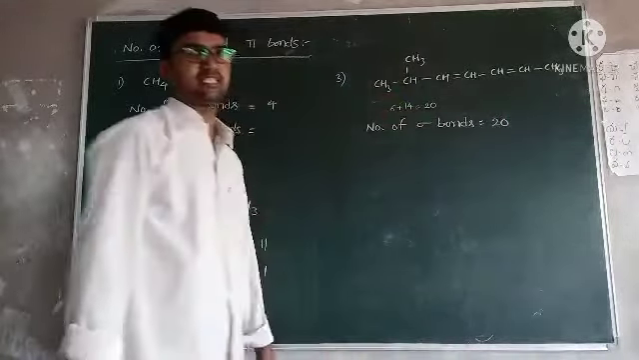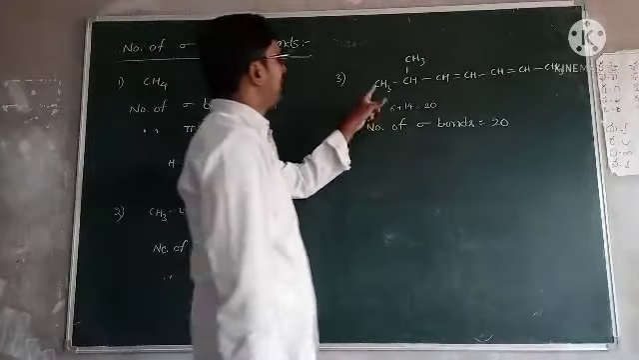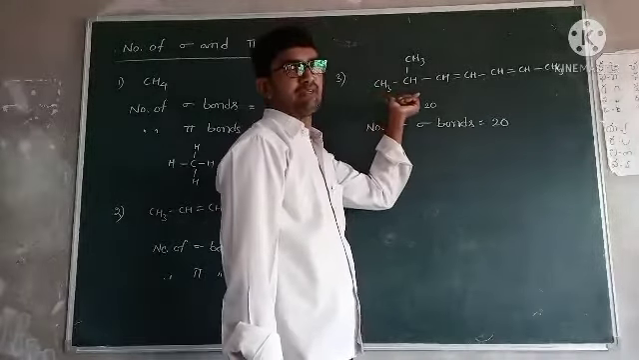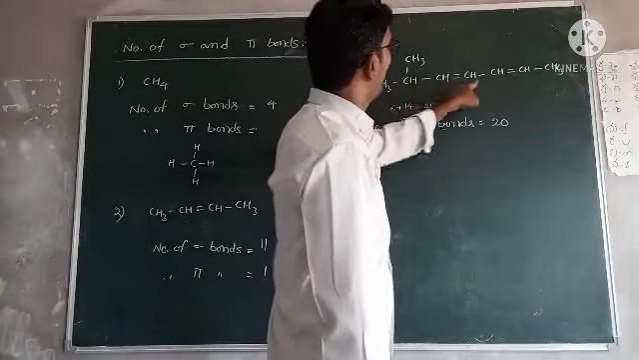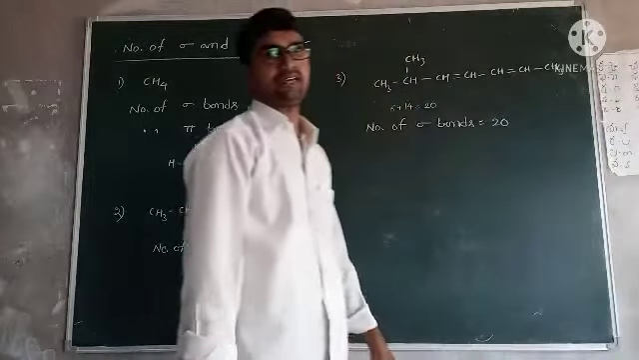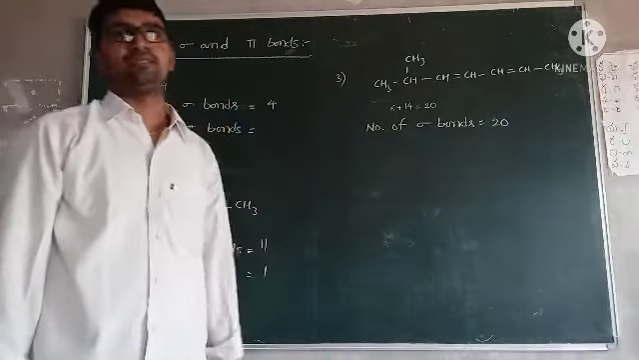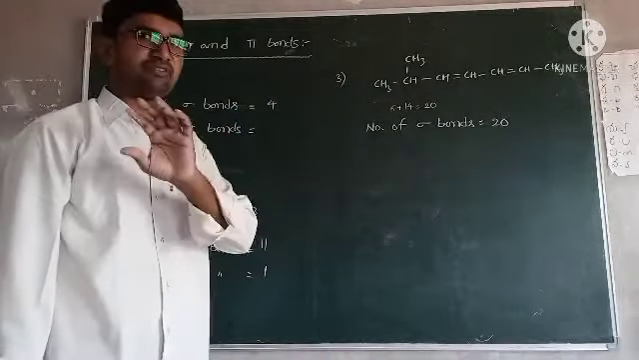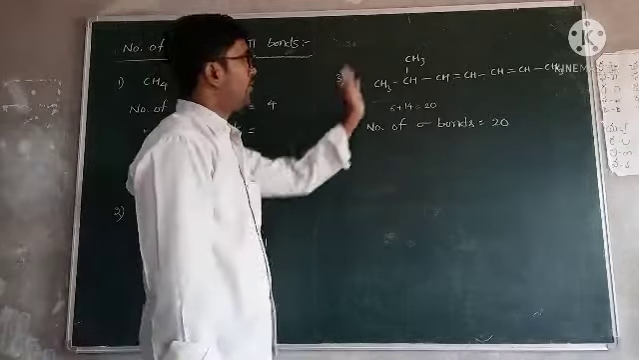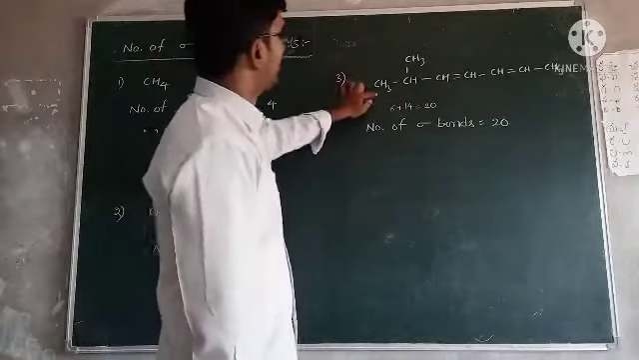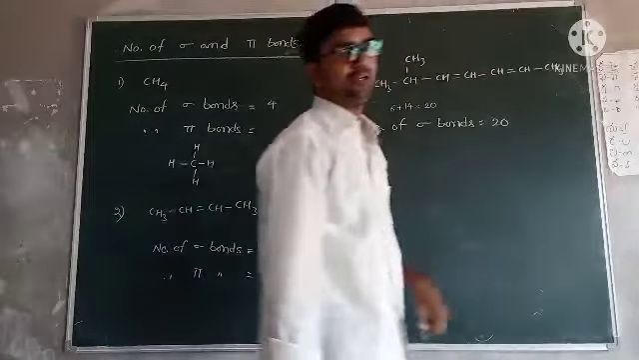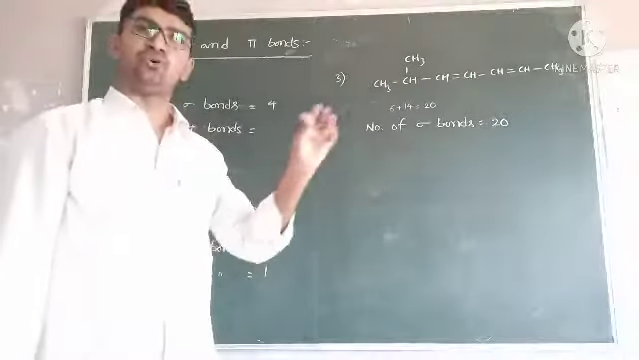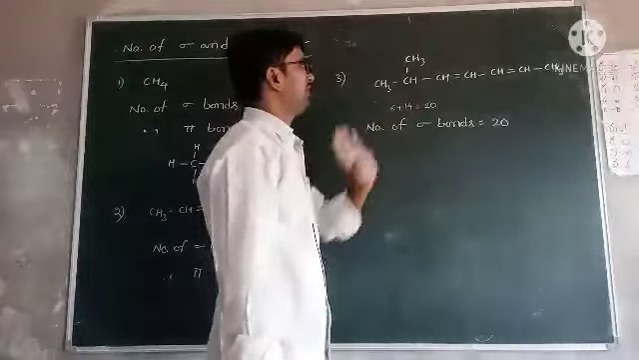It is a very simple trick. First, count the number of carbons, then subtract 1. 1, 2, 3, 4, 5, 6, 7. Total 7 carbons are there, so minus 1 means 6 sigma bonds between carbon atoms. And for the hydrogens, total 3, 6, 7, 8, 9, 10, 11 plus 3 is 14. So 14 hydrogens form 14 sigma bonds. So 6 plus 14 is 20.